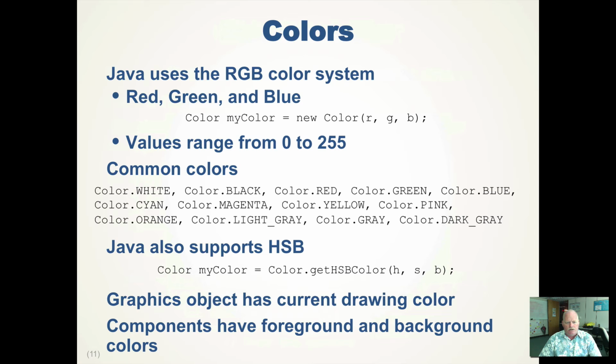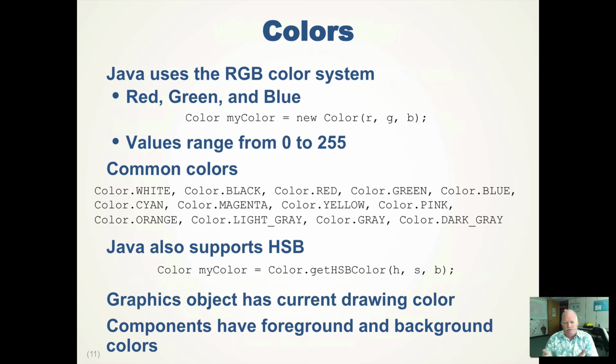The Color class also supports hue, saturation, and brightness, which is another way of describing colors. It doesn't actually have a constructor that does that because the three parameters would be the same parameter types as the RGB constructor, so you can't have two constructors that have the same parameter types and number of types.